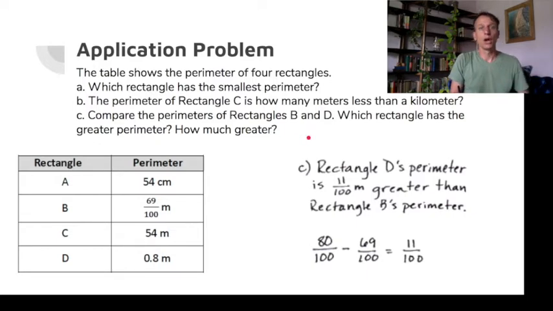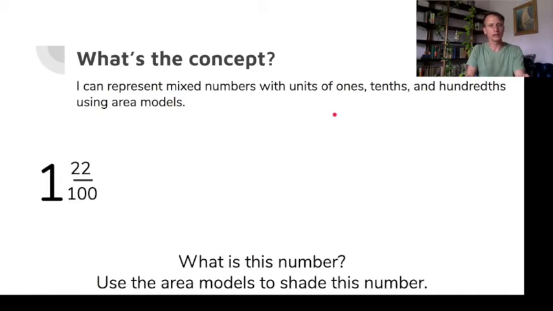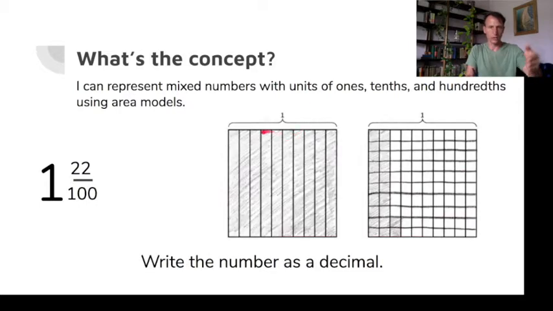All right. Whew! Now we're getting to the actual lesson, and you're going to find that today's lesson is pretty straightforward. So we're just going to use area models to do mixed numbers with ones, tenths, and hundredths. What does that look like? It looks like this. All right. Here's a number, 1 and 22 hundredths. All right. So let's use an area model to shade in that number. There's the 1 whole, and then 22 hundredths.